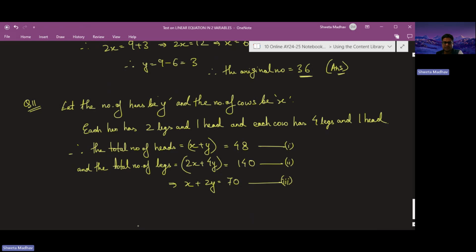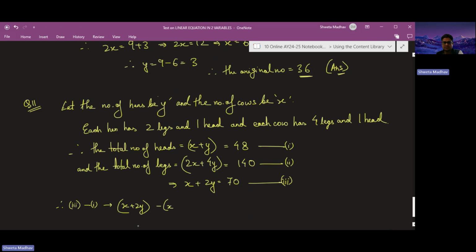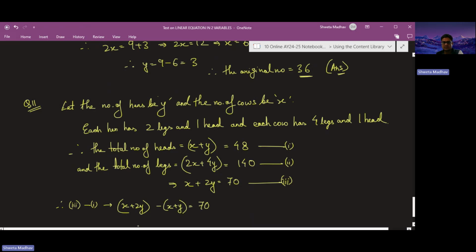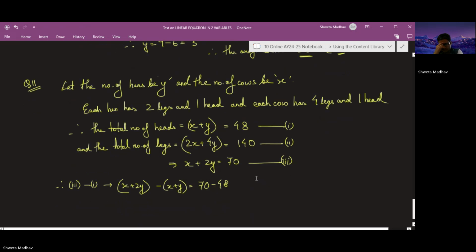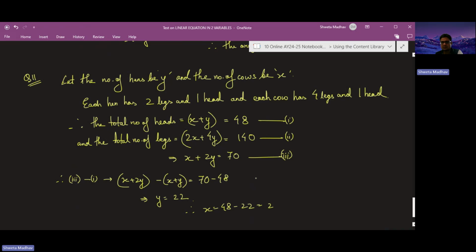Now if we subtract equation 1 from equation 3, then we will get x plus 2y minus of x plus y, that will be equal to 70 minus 48. So y will be equal to 22. So therefore x will be equal to 48 minus 22, that is equal to 26.